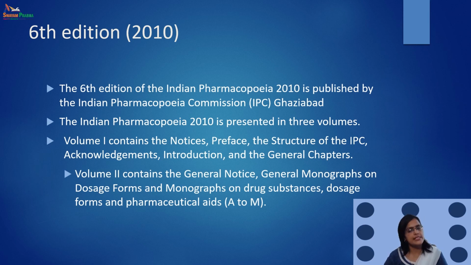The 6th edition, introduced in 2010, was published by the Indian Pharmacopoeia Commission, IPC, Ghaziabad, and was presented in 3 volumes. Volume 1 contained notices, preface, structure of IPC, acknowledgements, introduction and the general chapters. Volume 2 contains monographs. Generally, just to remember broadly, volume 2 contains monographs from alphabet A to M.